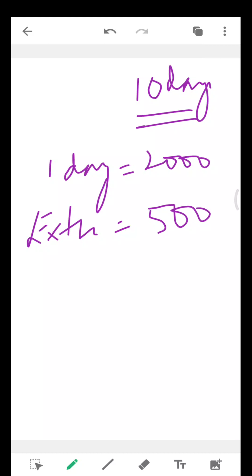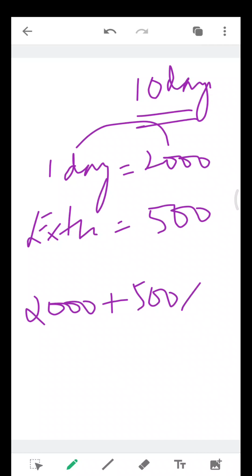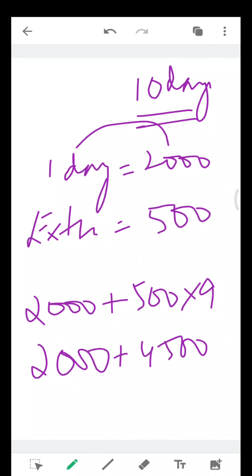So if a person is staying for 10 days in a hotel, he has to pay 2000 rupees for the first day. Then for 9 more days he is staying. One day he already paid, 9 more days he is staying in the hotel, so 500 into 9. So he has to pay 2000 plus 4500, so that will be 6500. This will be the charges for 10 days stay in a hotel.